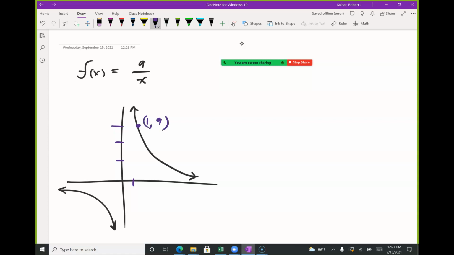And so what we're going to do is find that secant slope, but we're going to be looking at positive values of h. So for example, this is 1 plus h, right? And this point here is 1 plus h comma f of 1 plus h. And we're interested in the slope of that secant line.